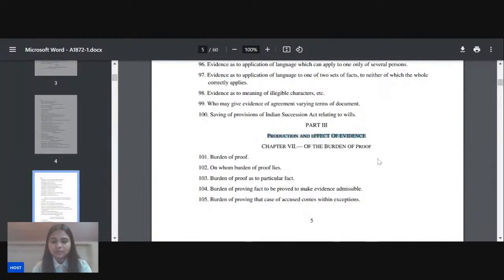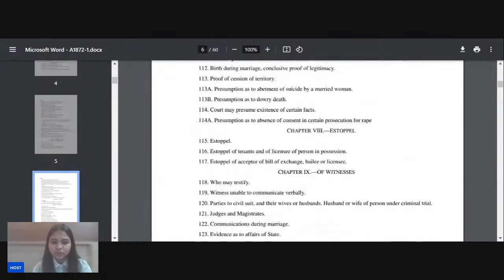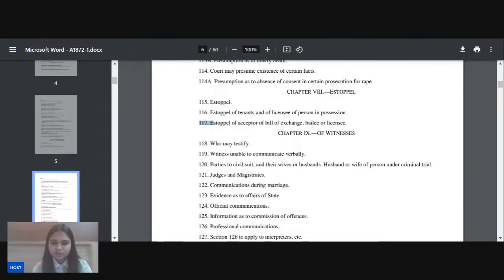Part 3 is production and effect of evidence. It is again divided into 5 chapters, from chapter 7 till chapter 11. Chapter 7 is the important chapter of burden of proof, from 101 to 114A. Chapter 8 is estoppel, a very small chapter. 115, 116, 117 are the sections.